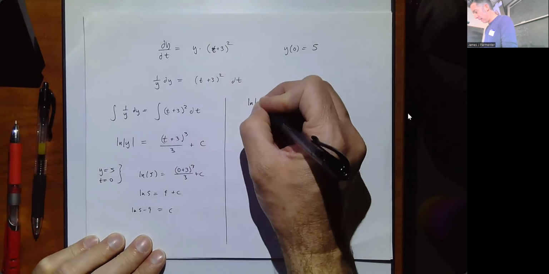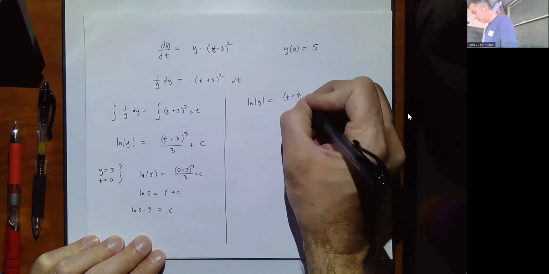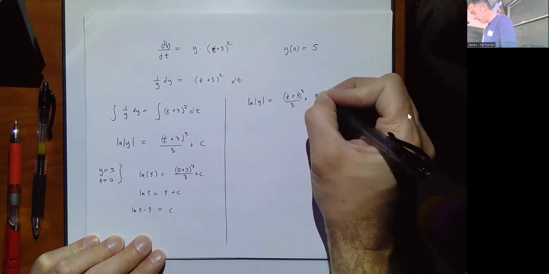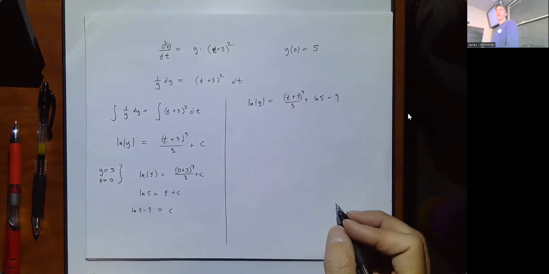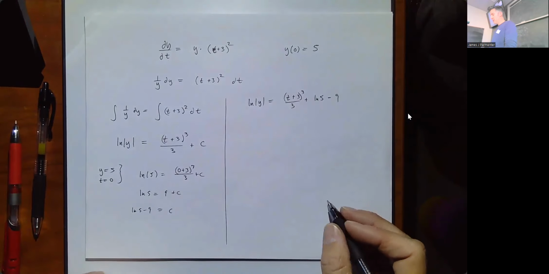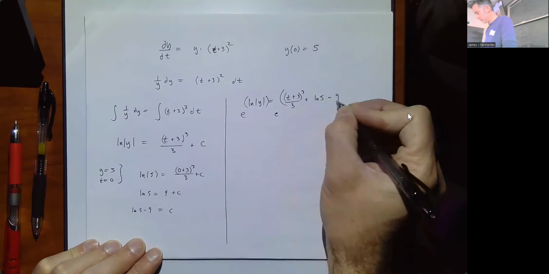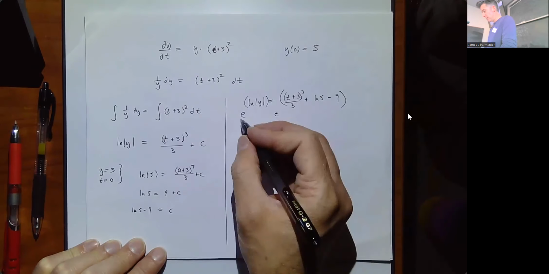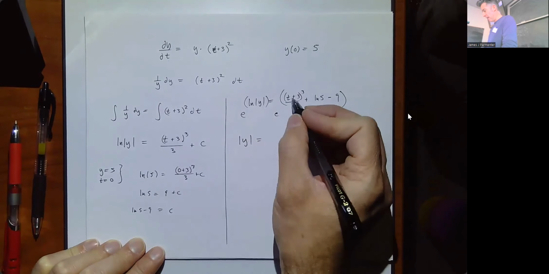So the natural log of the absolute value of y is equal to t plus 3 cubed over 3 plus the natural log of 5 minus 9. Gross. Now let's try and solve for y. So we're going to do e to the on both sides. All right, so e to the natural log of the absolute value of y is the absolute value of y. I'm going to get e to the that.